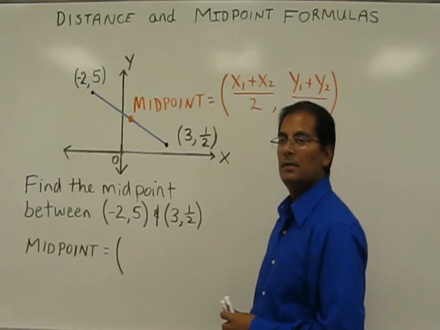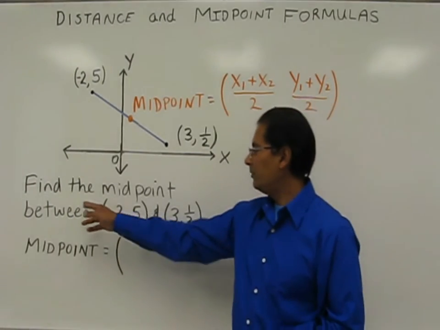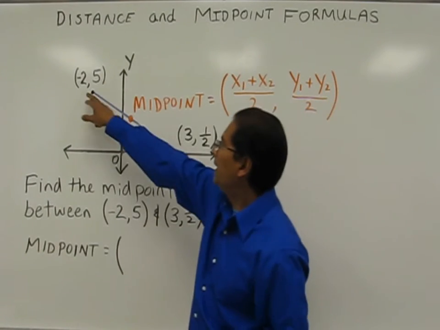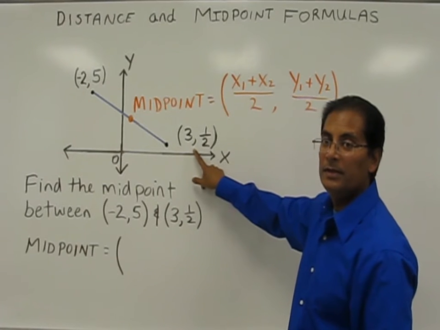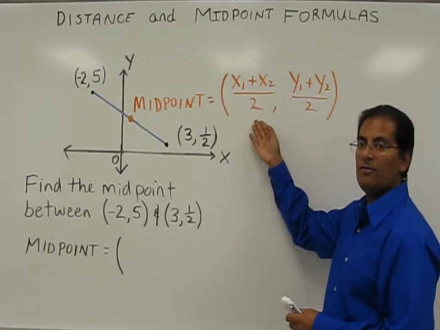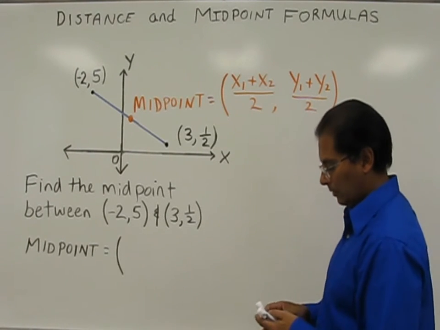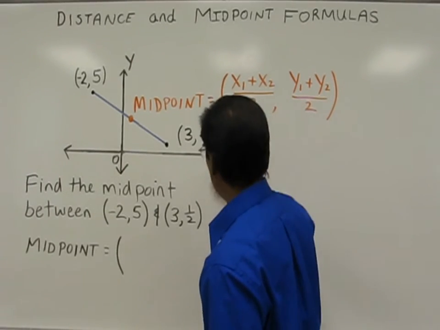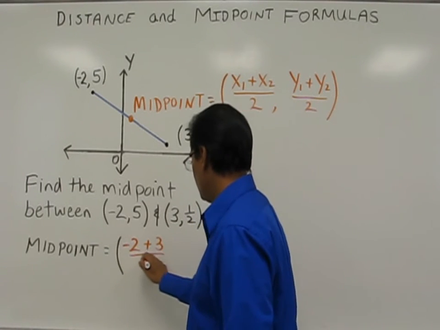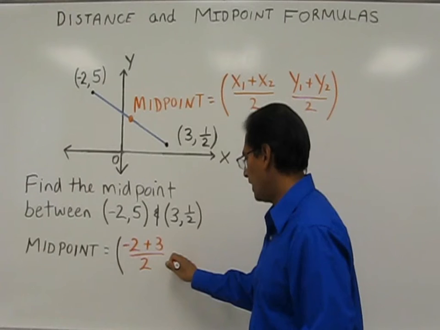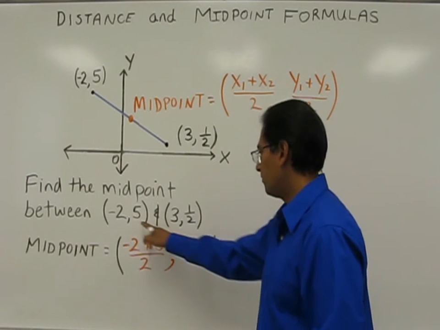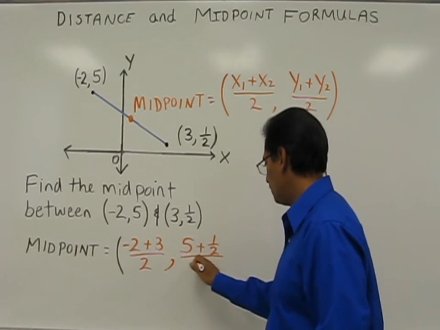Let's take an example. Here's a question that says, find the midpoint between the 2 points negative 2, 5 and 3, 1/2. Negative 2, 5 and the point 3, comma 1/2. So the midpoint formula says, to find that midpoint, take the averages of the x's, take the averages of the y's. Okay, so what we'll do is we'll take x1 plus x2. We'll have negative 2 plus 3 all over 2. That's the x-coordinate. And the y-coordinate is going to be 5 plus 1/2 over 2.